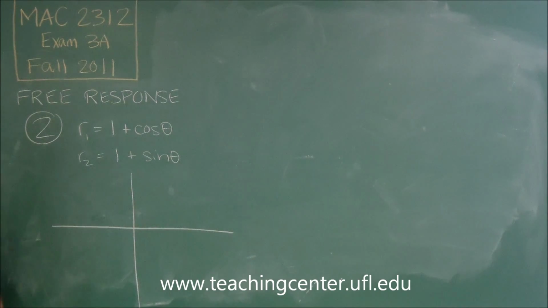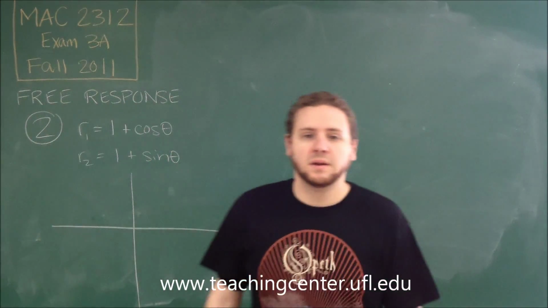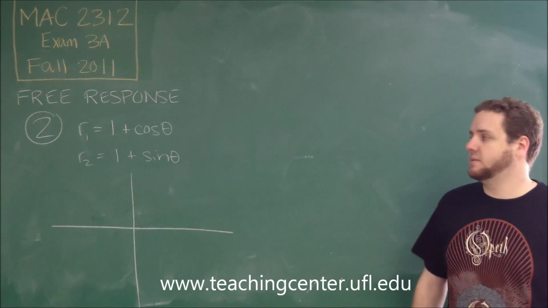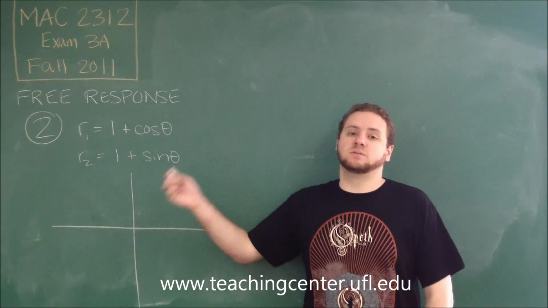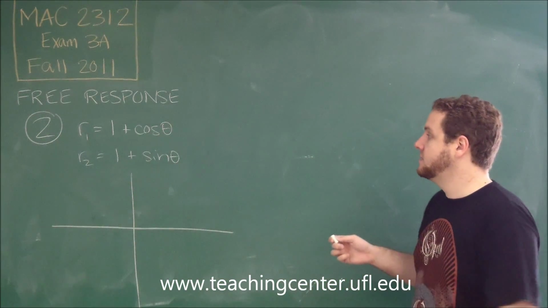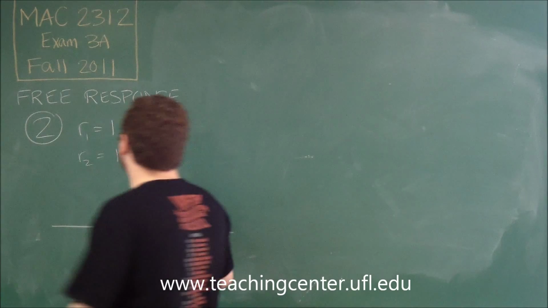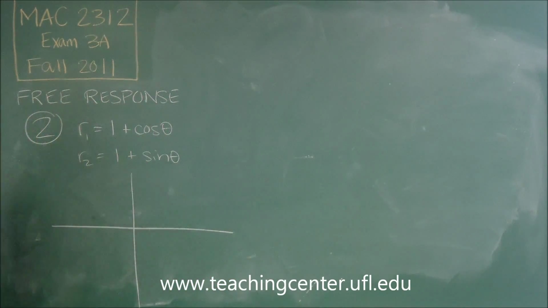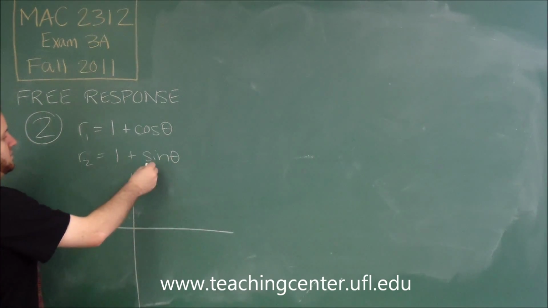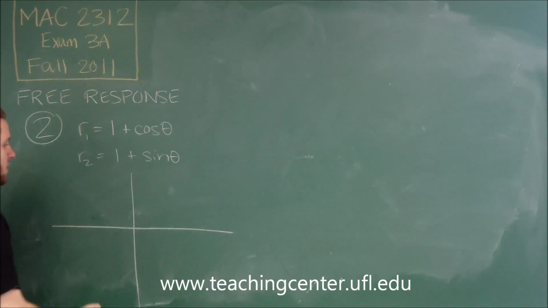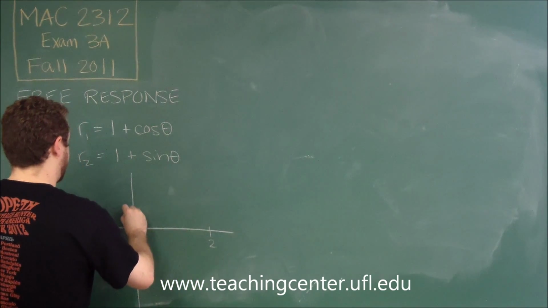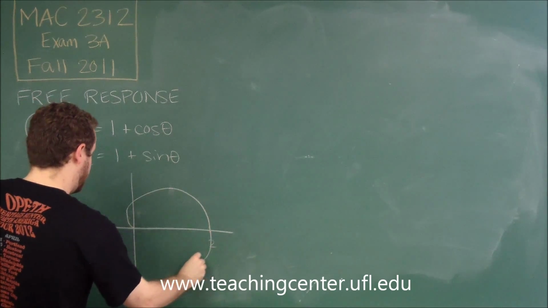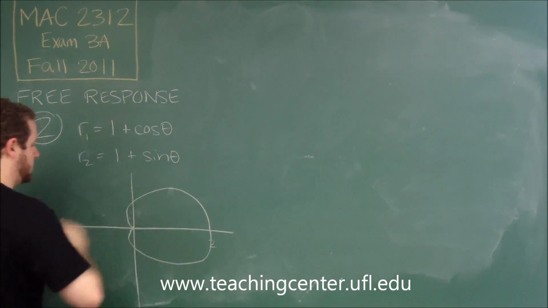1 plus cosine theta and 1 plus sine theta are both cardioids. And they're going to look the same, except the 1 plus cosine theta is oriented horizontally, 1 plus sine theta is oriented vertically. Since the coefficients on both of these are the same, you know they're going to intersect the origin, and that their far points are going to be the sums, which are 2 in both cases. So let's draw this first one. We're going to have something going on like this for 1 plus cosine theta.